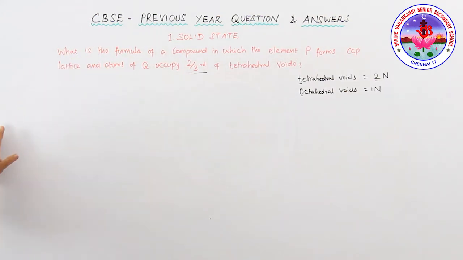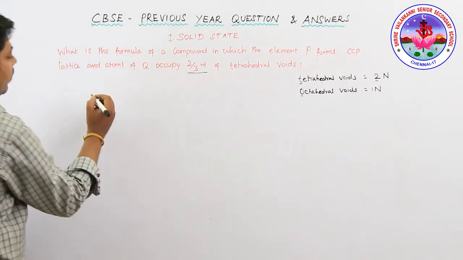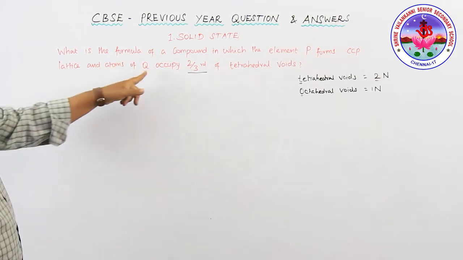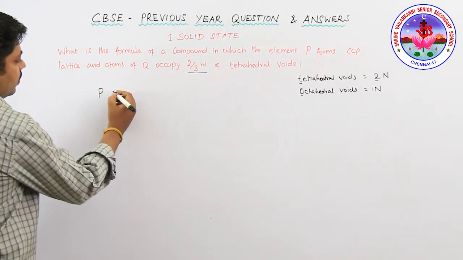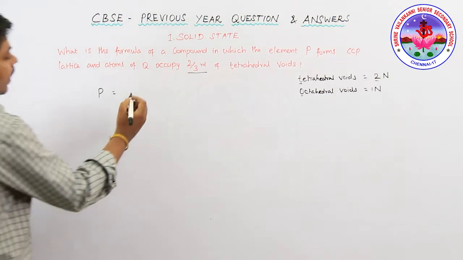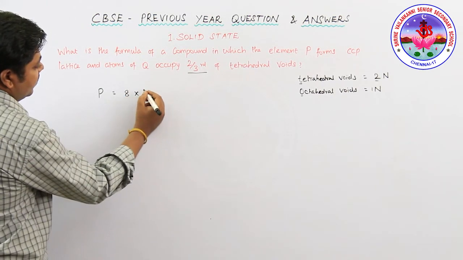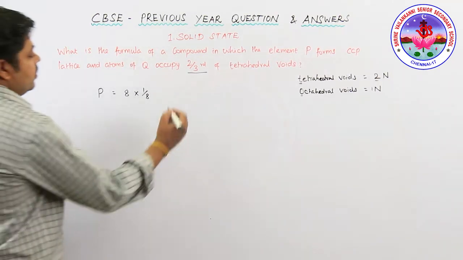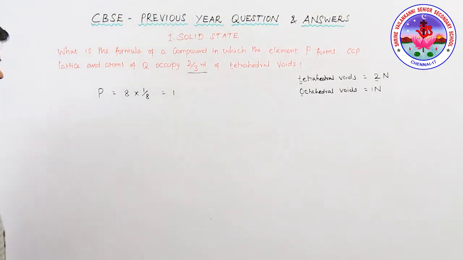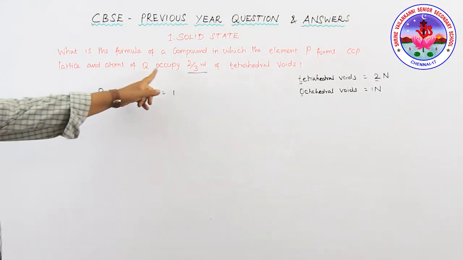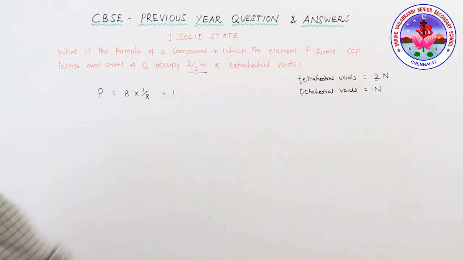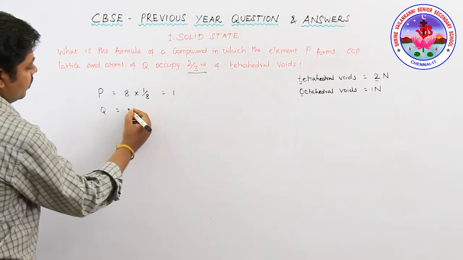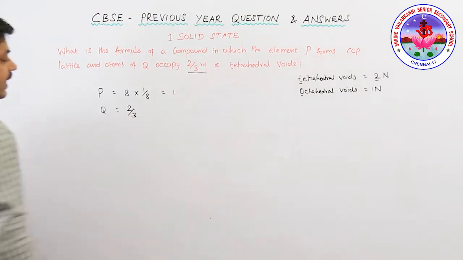So, what is the formula of the compound? The element P forms CCP in the lattice, and there are the atoms of Q. Here the cube has 8 corners, so the contribution to the unit cell is 1 by 8. So P is equal to 1, and the atoms of Q occupy 2 by 3rd of the tetrahedral voids.